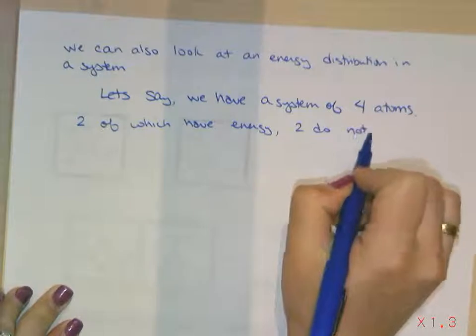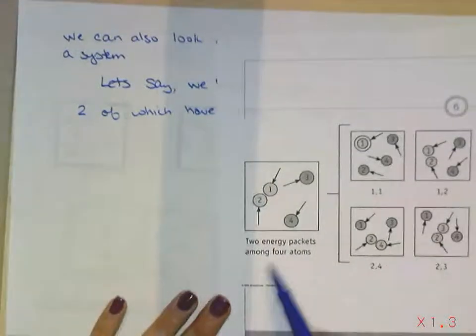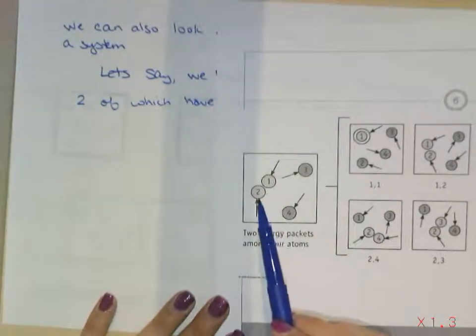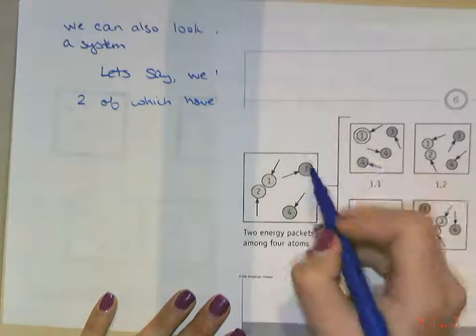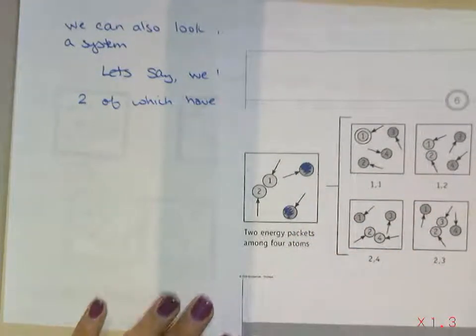I give 2 of the atoms some amount of energy, and 2 atoms I give no energy to. This is the picture that's on the next slide. Right, here I have, they're color-coded. Number 3 and number 4 have energy. Number 1 and 2 have no energy.